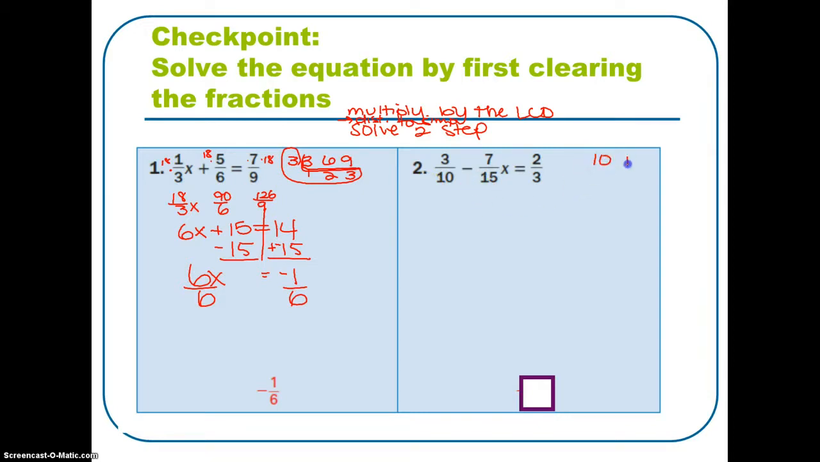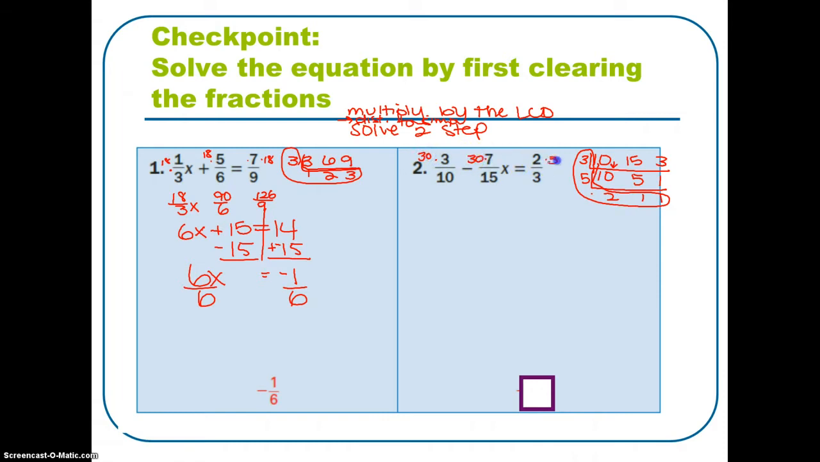For number 2, 10, 15, and 3, I can divide by 3. 10 doesn't divide by 3, so just bring it down. 5, and this is 1. Divide by a 5. 2, 1, 1. Multiply 3 times 5 is 15. Times 2 is 30, and then times 1 is still 30. So I'm multiplying by 30.